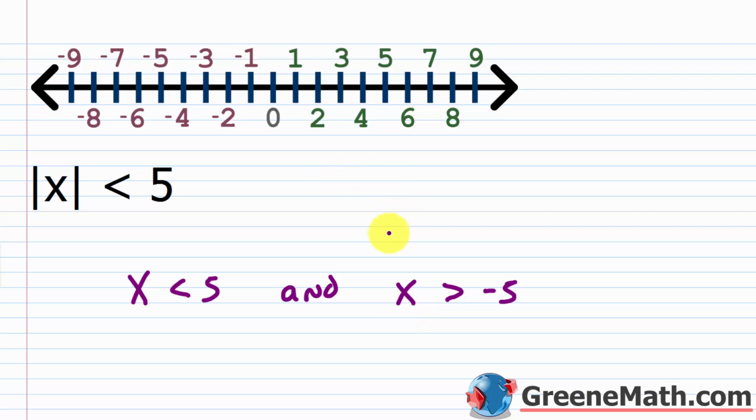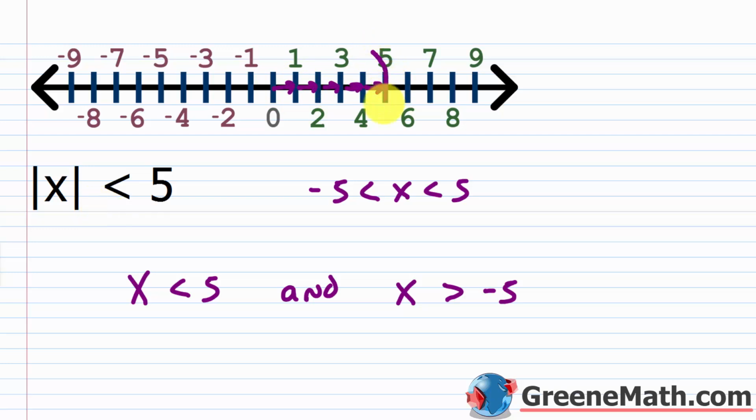You could really write this as a three-part inequality and say that negative 5 is less than x, which is less than 5, or you could read that as x is greater than negative 5 and less than 5. Now, conceptually, why does this make sense? I'm asking for all the numbers whose absolute value, or whose distance from 0, is less than 5. Again, if I started at 0 and I went 5 units to the right, I couldn't be 5 because it's got to be less than 5.